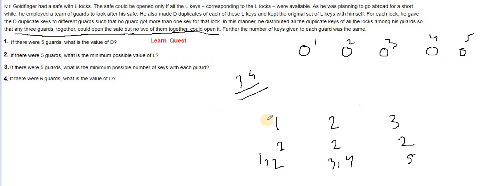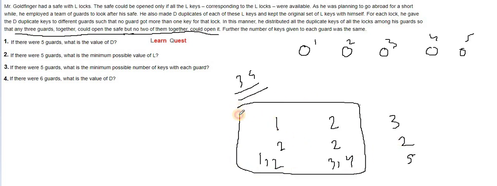So from this, I'm not telling you the exact values. I'm only saying that even two people together should not be able to open the lock. Okay, they would need the third person to open it. They would be missing at least one key.